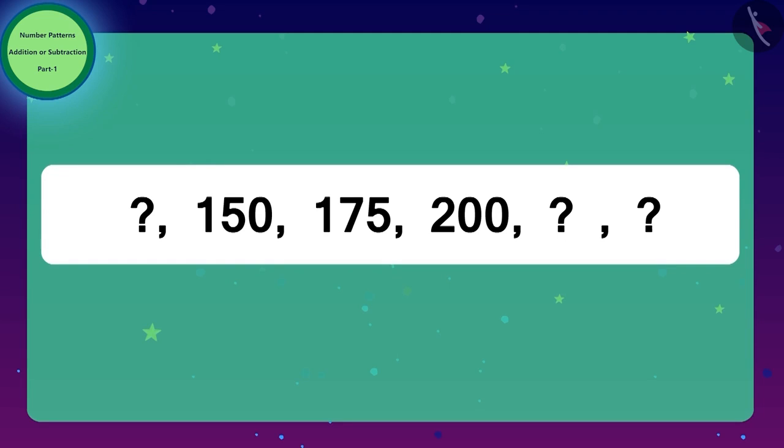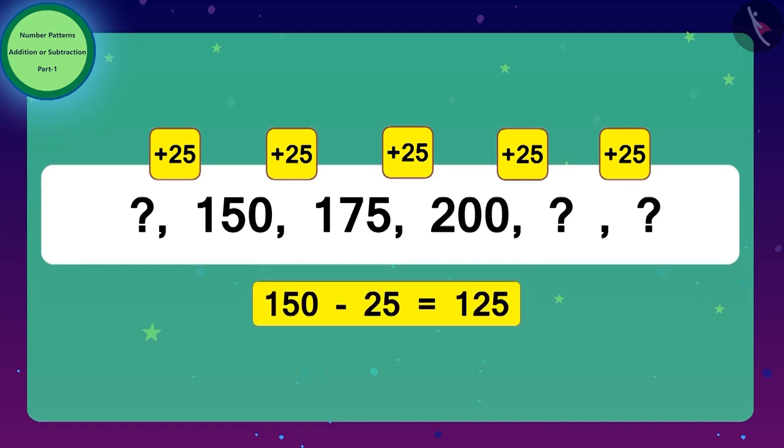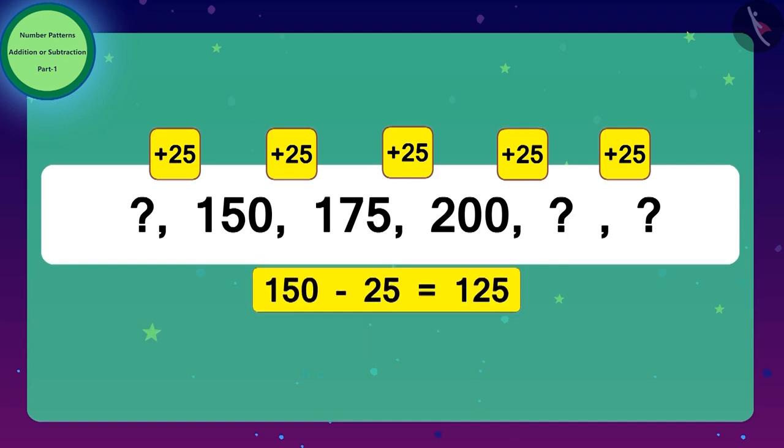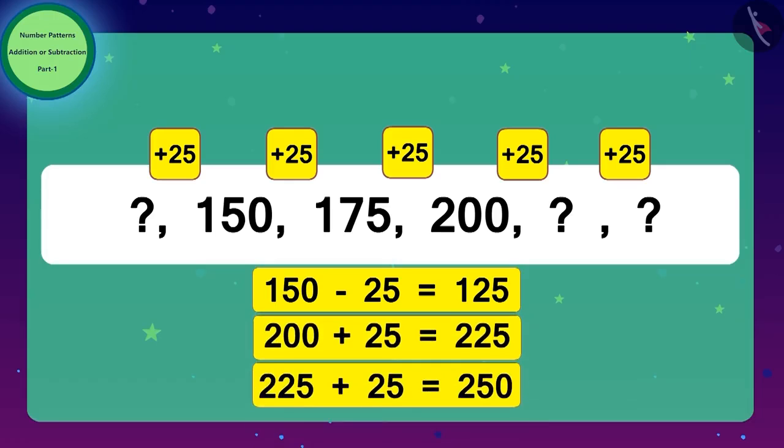Yes, children, you have identified this pattern correctly. Here, to get the next number, we will have to add 25 to the previous number. Similarly, to get the first number, 25 has to be subtracted from the second number. Once you understand the pattern, then you can easily write the next number to complete the pattern. Like this, we can complete this pattern.